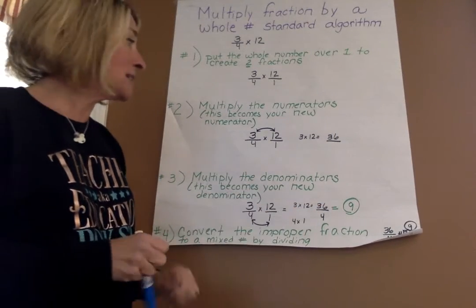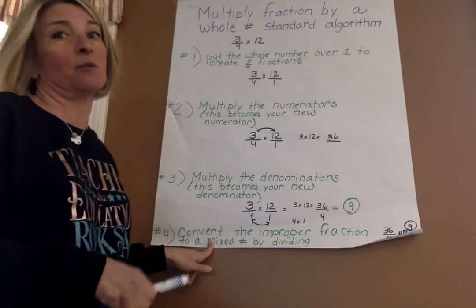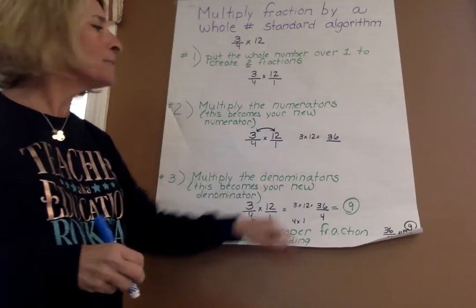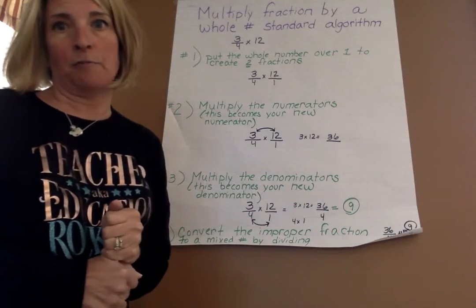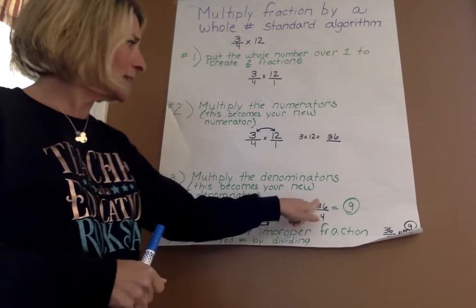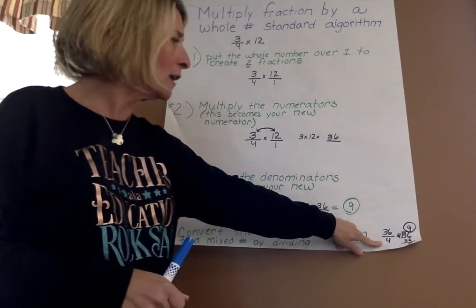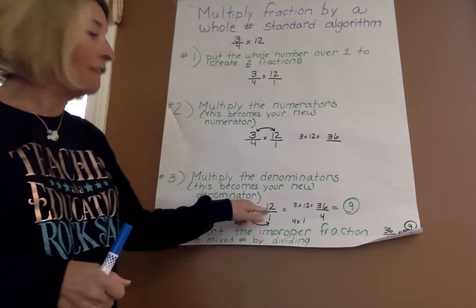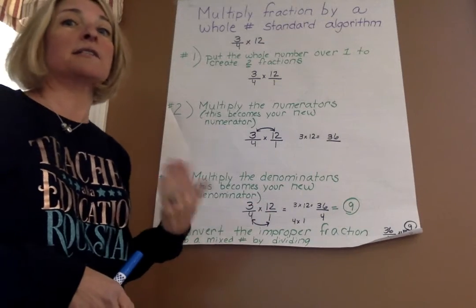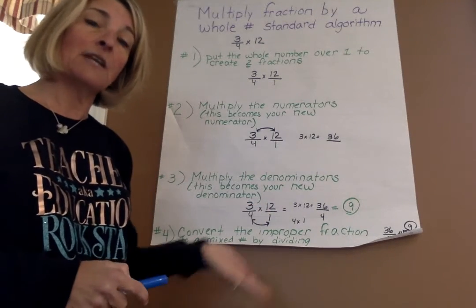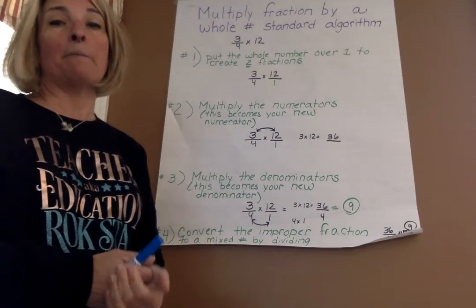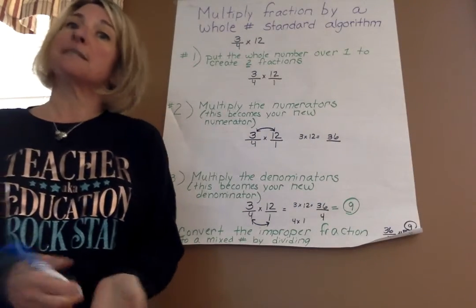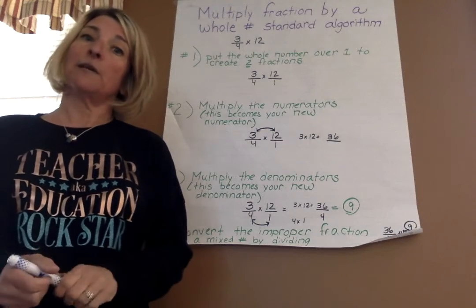But the problem is that's an improper fraction. We can't leave them like that because my numerator is larger than my denominator. So we have to make it into a division problem. So I take this 36 divided by 4, and that becomes 9. So 3/4 of 12, or 3/4 times 12, equals 9. So if you went back to the one that we did for the tape diagram, you're going to see it was the exact same answer for what we did.